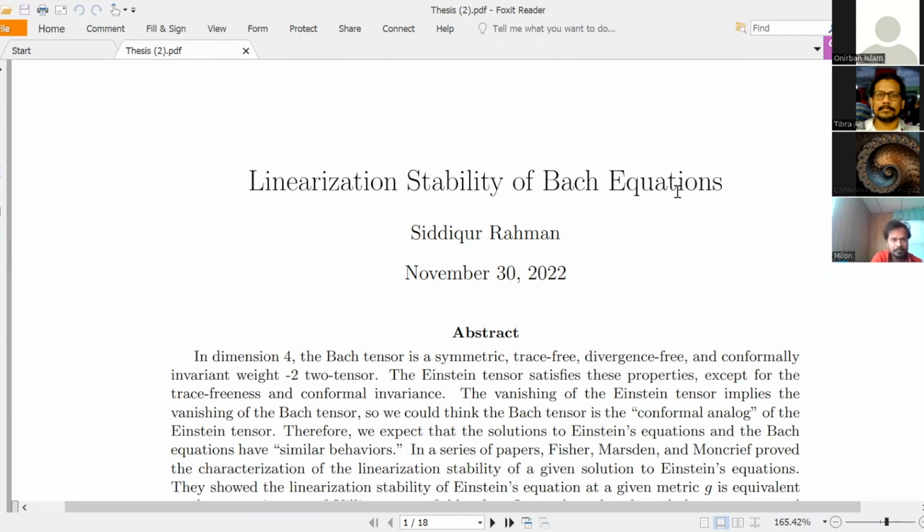Just a quick question, Milon. Is it essential to consider the vacuum Einstein equation or just a technicality? I mean, it's essential for my proof. It's required. Okay, thanks.